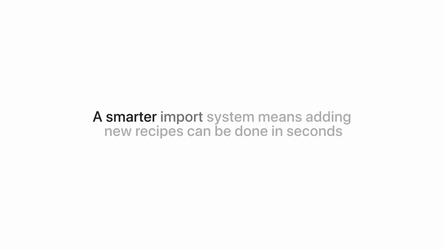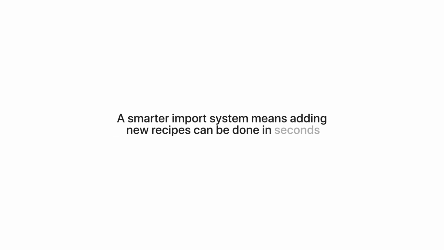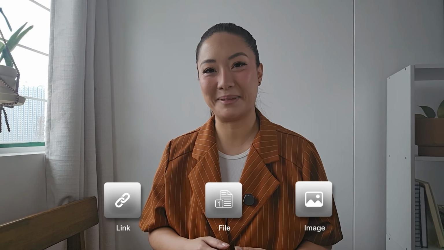However, manually typing in a full recipe can be time-consuming, especially when you've already found it online or saved it somewhere else. A smarter import system means adding new recipes can be done in seconds, whether it's from a link, a file, or even an image.